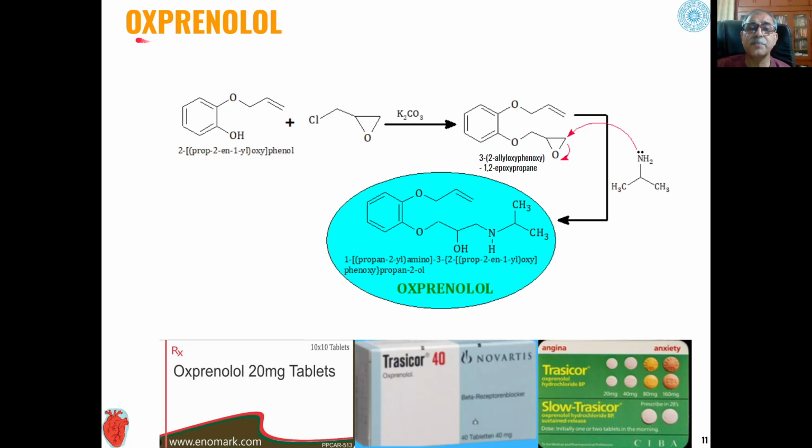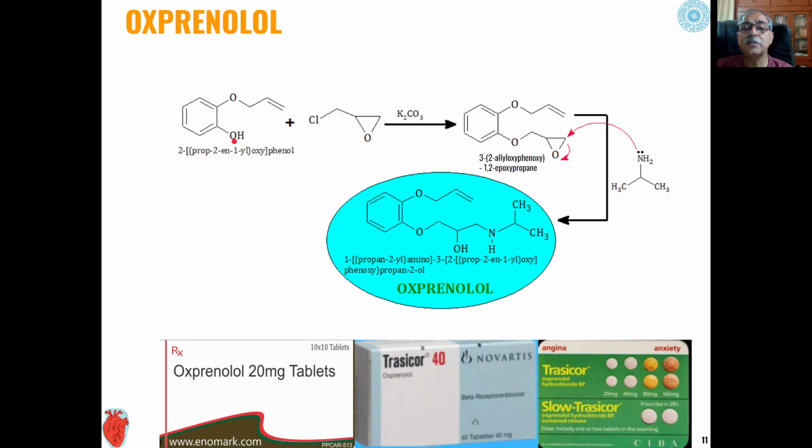Then is oxprenolol. The method is similar to what we have seen in the previous reaction, atenolol. So here the only difference is that the phenolic derivative which was used in atenolol is replaced by this compound, 2-allyloxyphenol. This is reacted with epichlorohydrin.